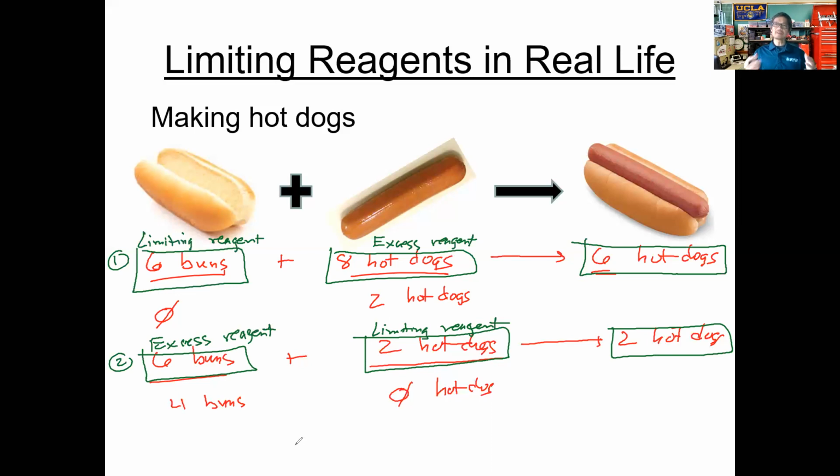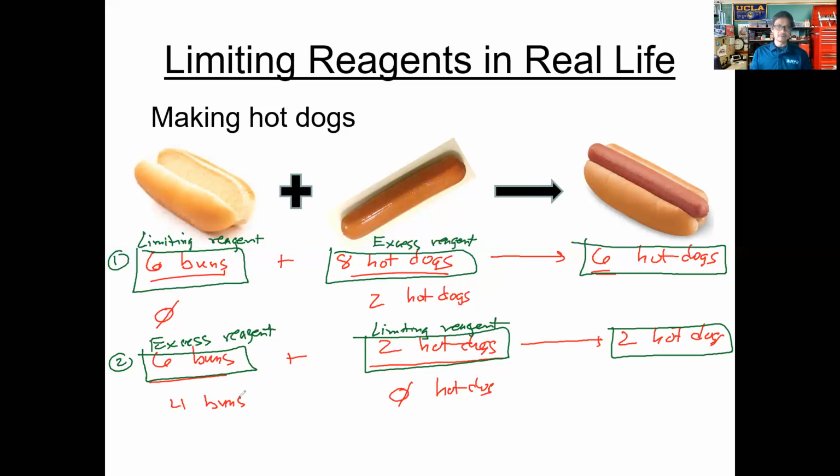So just because we're running the same reaction does not mean that we will always have the same limiting reagent and excess reagent. And this is something you've got to make sure you get into your head as we move forward, because the limiting reagent and the excess reagent are not only determined by the reaction itself. It's determined by how much of each reactant we have to start out with.